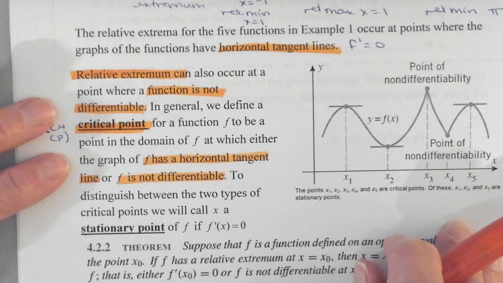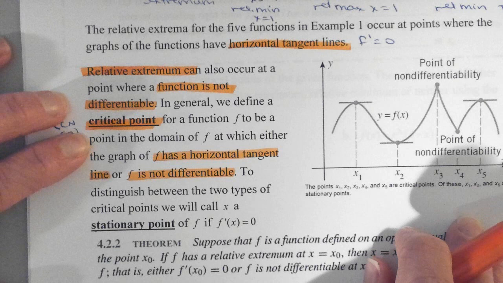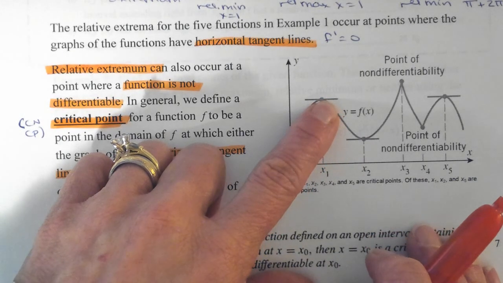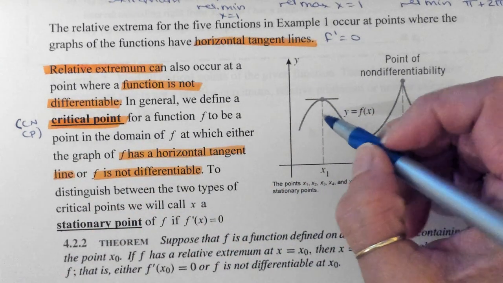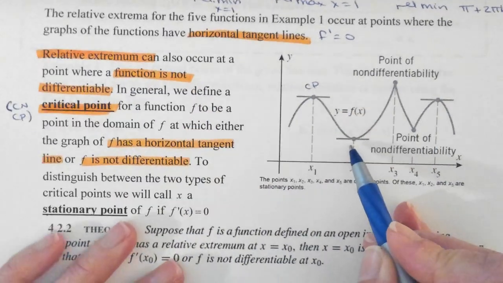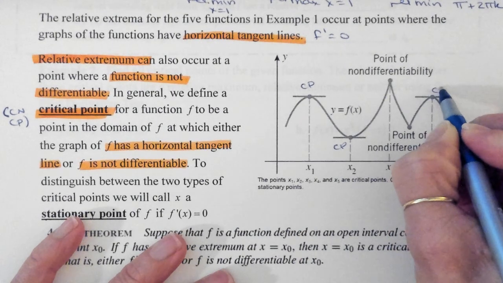So a critical point means the slope is equal to 0, meaning the derivative is equal to 0, or the function can't be differentiated at that point. Here there is a horizontal tangent line. Agree? So this is considered a critical point, agree or disagree? Horizontal tangent line, we have determined critical point.